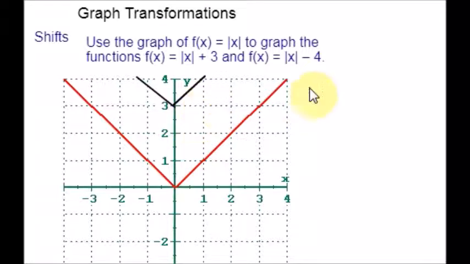Now let's do the second one. Absolute value of x minus 4. It means we have to shift the parent function. There should be no change in the shape. It should be just shifted downwards. If you're subtracting some number, it means you should shift the parent function downwards by that number of units. So minus 4 means you have to shift it 4 units downwards.